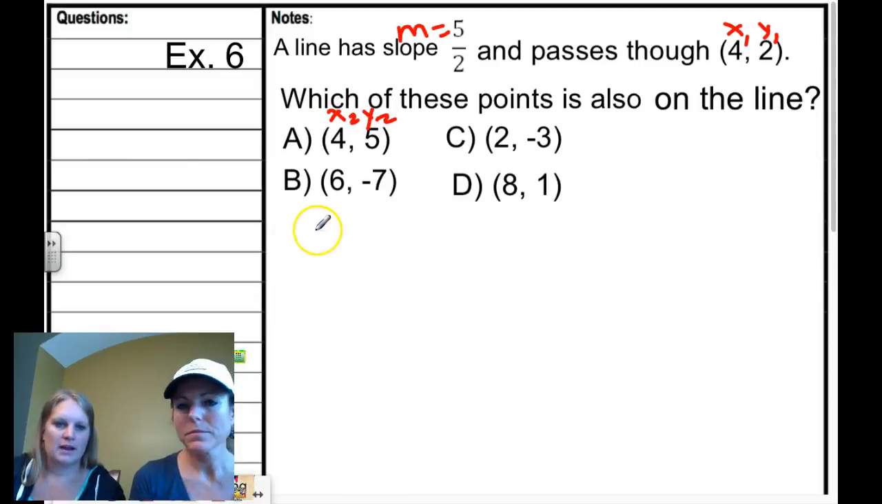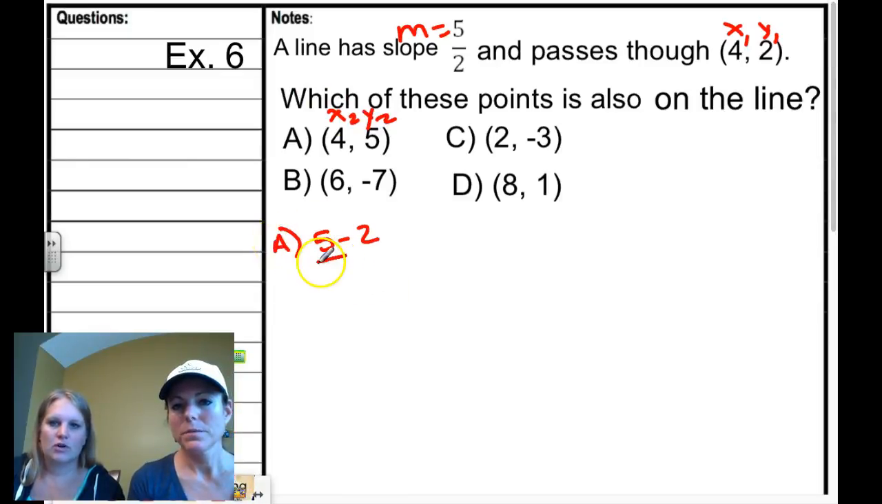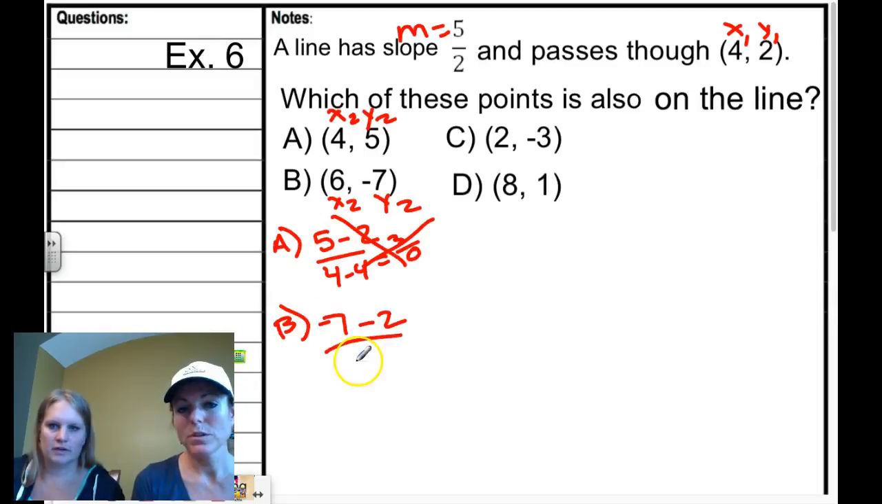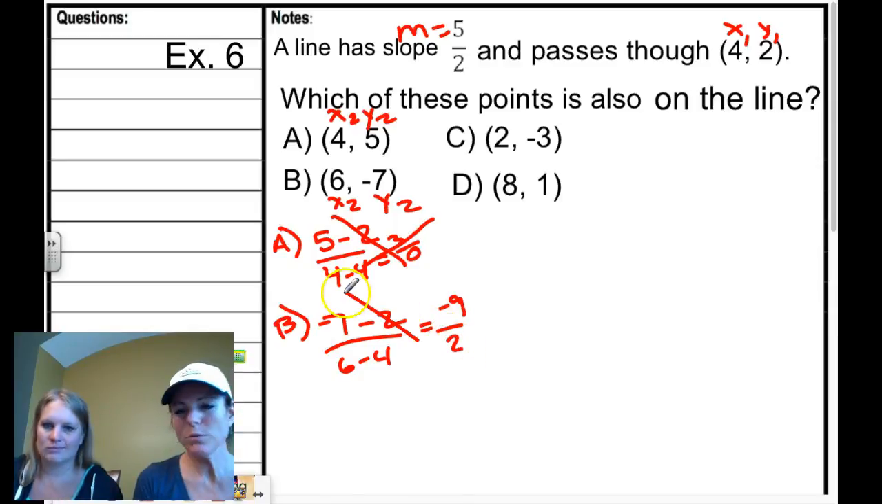So this is X2, Y2. Let's start with A. For A, I have 5 minus 2 over 4 minus 4, which is 3 over 0. That's not possible. So let's go to B. Let's label that X2, Y2. So I have -7 minus 2 over 6 minus 4, so that's going to be -9 over 2. That doesn't work. Nope. Let's go to C.